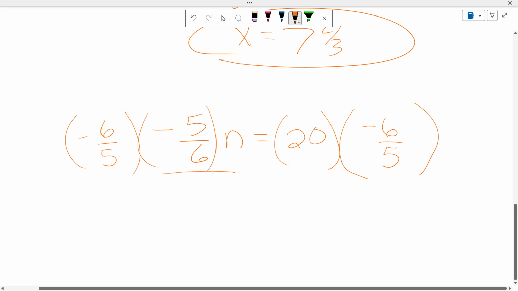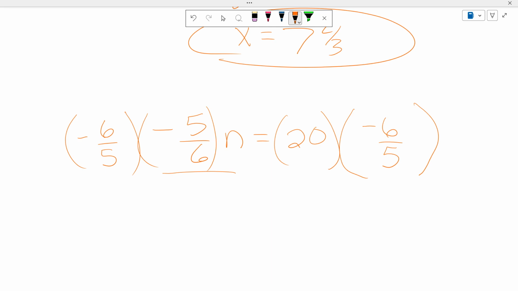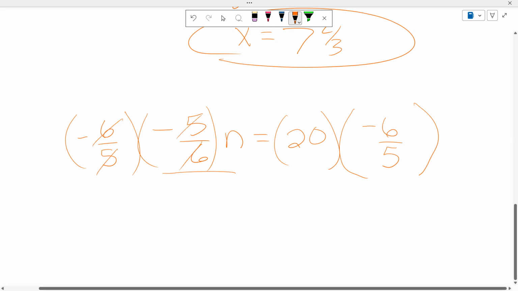Yes, Braden. -3/5. Let's not go there yet. Yes, sir. So the reciprocal would be -6/5. The reciprocal is -6/5. Okay, so we're going to take 20 times -6/5.